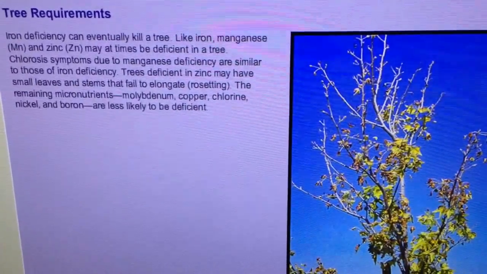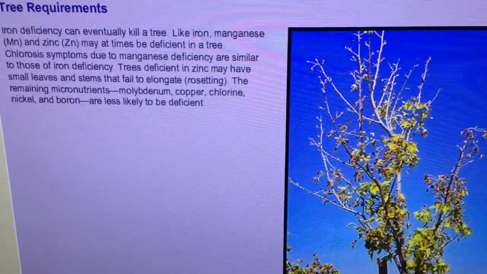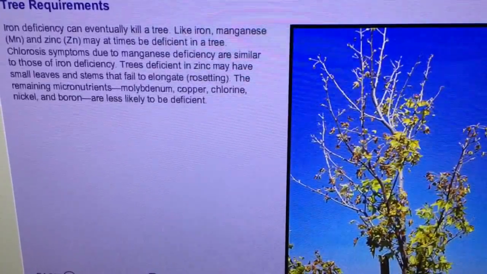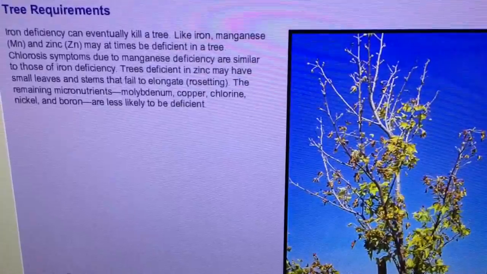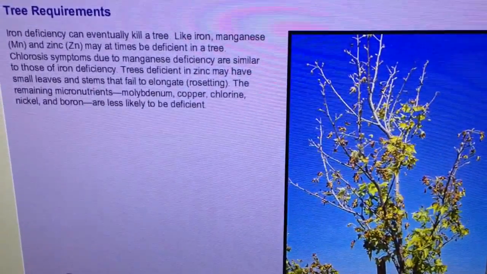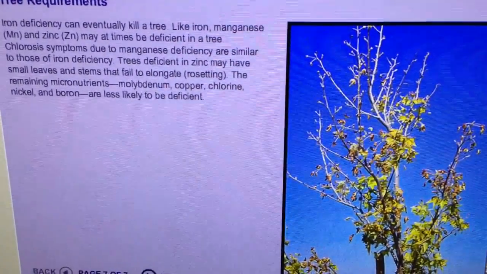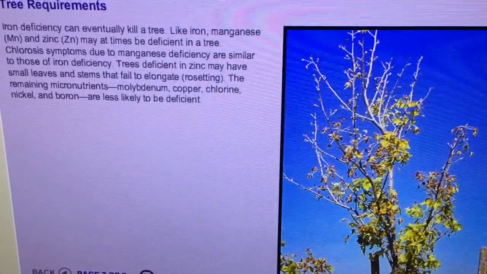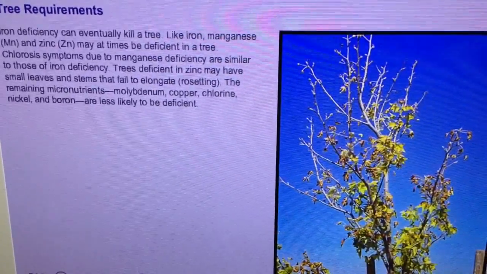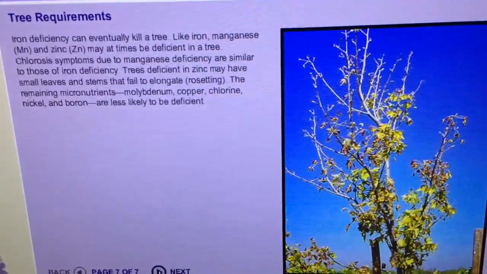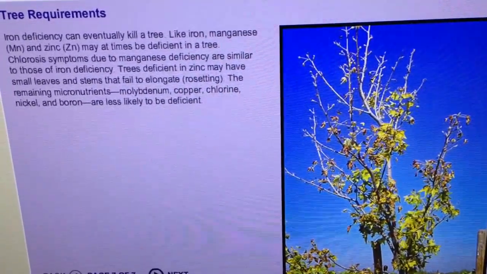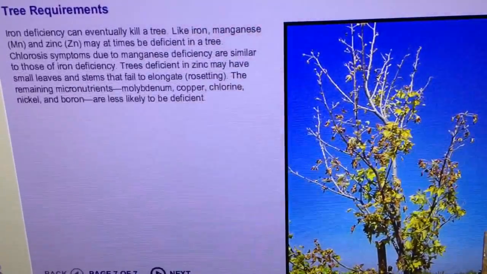Like iron, manganese (Mn) and zinc (Zn) may at times be deficient in a tree. Chlorosis symptoms due to manganese deficiency are similar to those of iron deficiency. Trees deficient in zinc may have small leaves and stems that fail to elongate (rosetting). The remaining micronutrients, molybdenum, copper, chlorine, nickel, and boron, are less likely to be deficient.